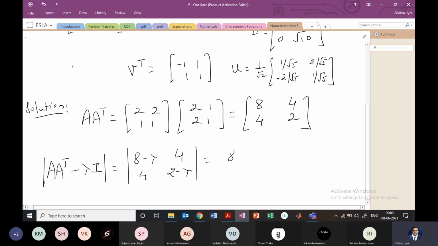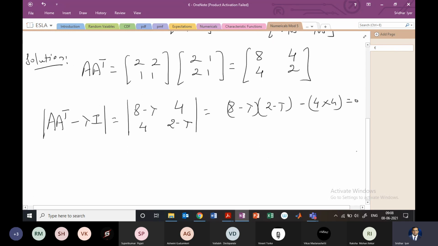So therefore this will be 8 minus lambda into 2 minus lambda minus 4 into 4, and that will be equal to 0. Right? So you need to keep in mind that we are not finding A minus lambda I in SVD. We are actually finding AA transpose minus lambda I determinant in SVD.